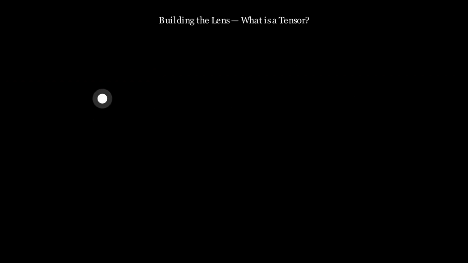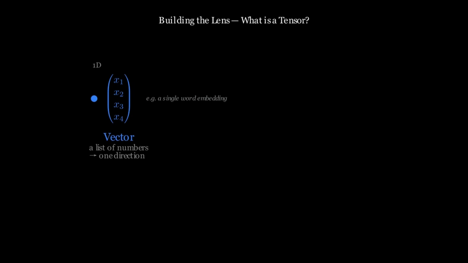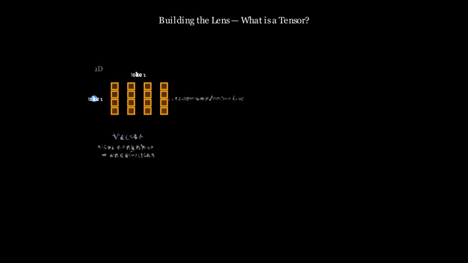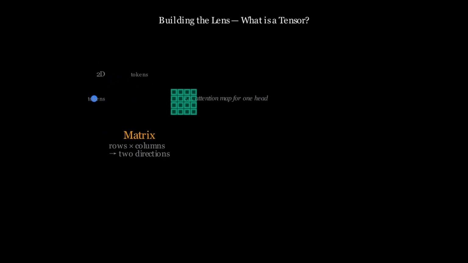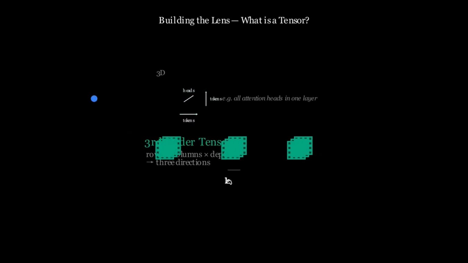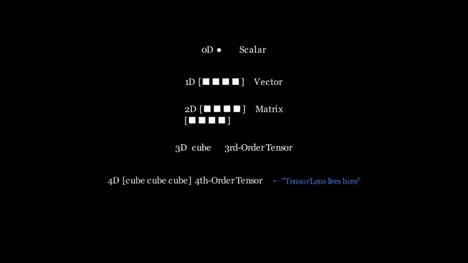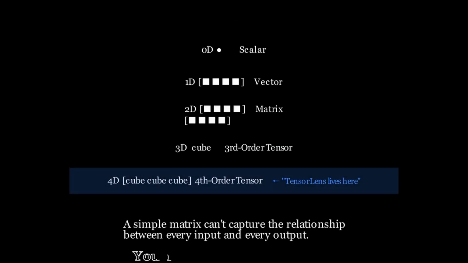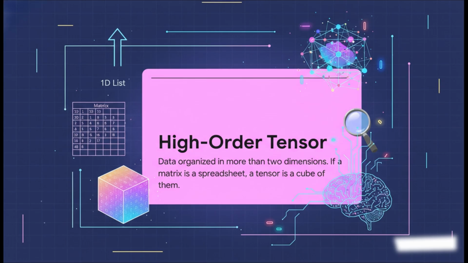So we're all pretty used to vectors, which are just a list of numbers, and matrices, which are like a 2D spreadsheet. Well, a tensor just keeps adding more dimensions. A third-order tensor is like a cube of numbers, and a fourth-order tensor is like a row of those cubes. It sounds a little mind-bending, I know, but you need that complexity to capture the relationship between every single input and every single output. A simple matrix just doesn't have enough room for all that information.